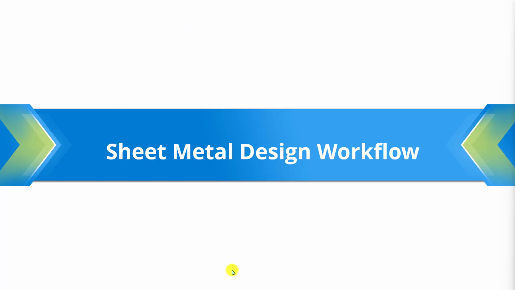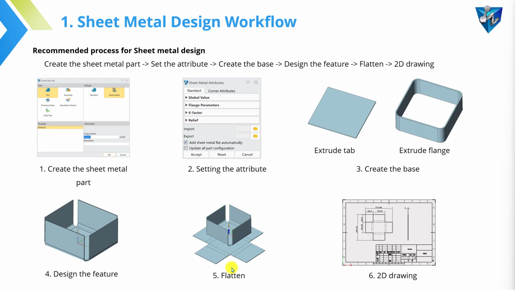Okay, now let's begin the first chapter, the design workflow. In ZW3D, the recommended workflow is very concise. First, create the sheet metal part, and then set the attribute, and then create the base. And the next is design the features, like the flanges, forming features, and etc. And then it's flatten, and then lead to the 2D drawing. Okay, so in the following chapters, we are going to go through all the steps, one by one.